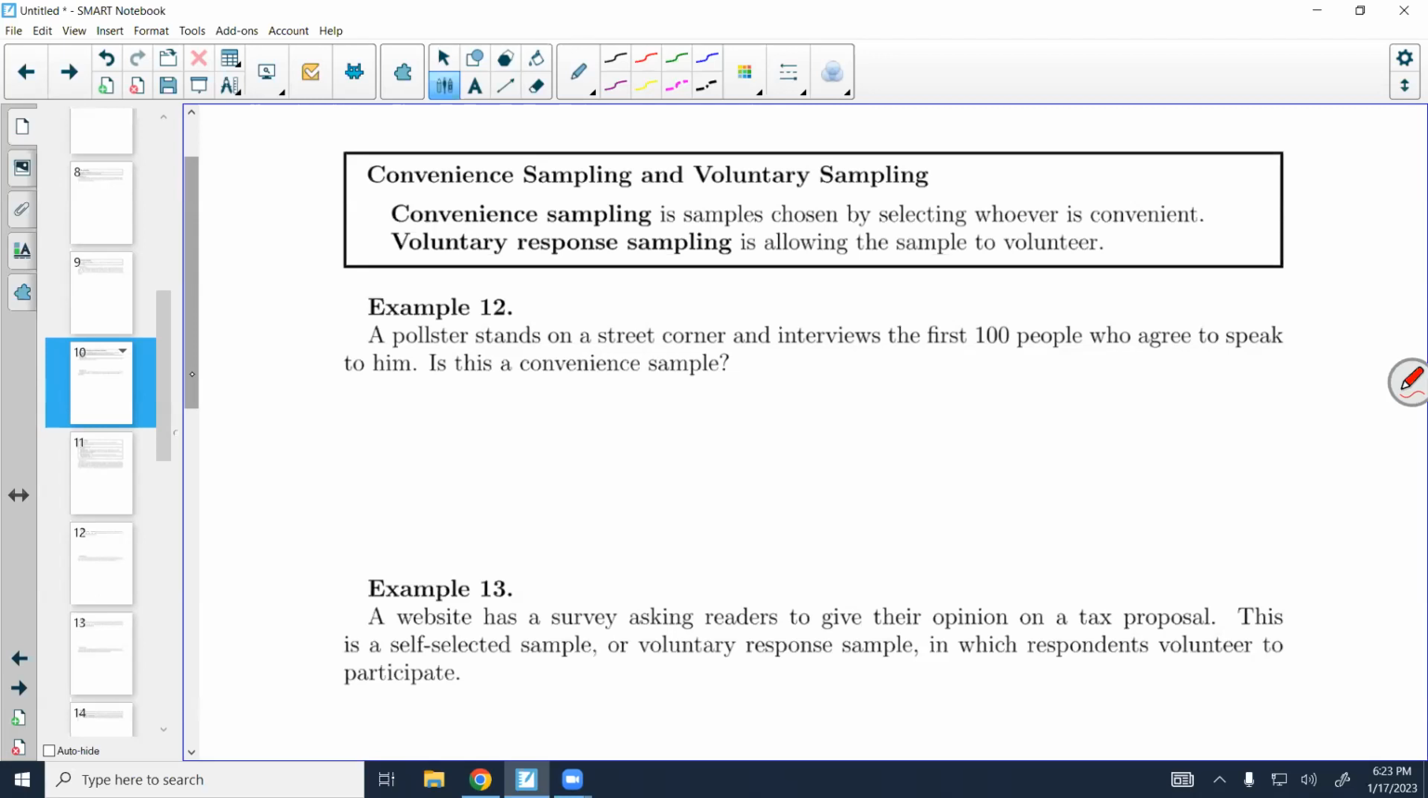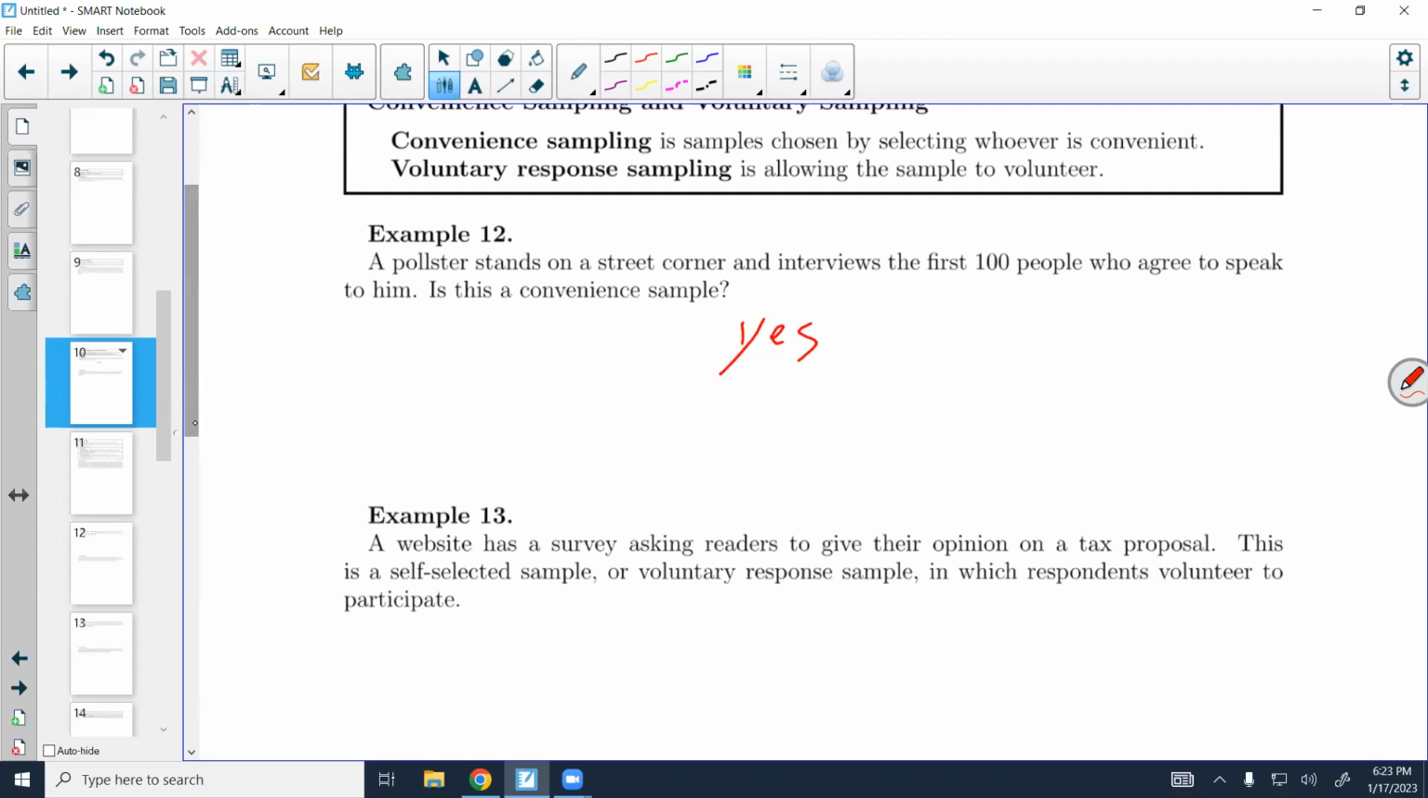So let's look at these examples here. A pollster stands on a street corner and interviews the first 100 people who agreed to speak to him. Is this a convenient sample? I would think so. The first 100 people to walk by me, I'd stand there. Heck, I'd pull up a chair and sit there. A website has a survey asking readers to give their opinion on a tax proposal. This is a self-selected sample or voluntary response sample in which respondents volunteer to participate. Question?